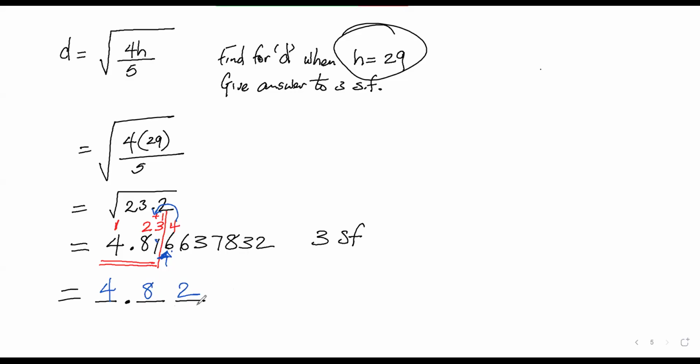Anybody lost? Good. So before we close off, people, I want to do one short thing with you. Now, the question said that D was equal to the square root of 4h over 5, and this is a January question, people. I've seen it before. How would we make h the subject of the formula? To make h the subject of the formula, number 1, remove the square root sign.